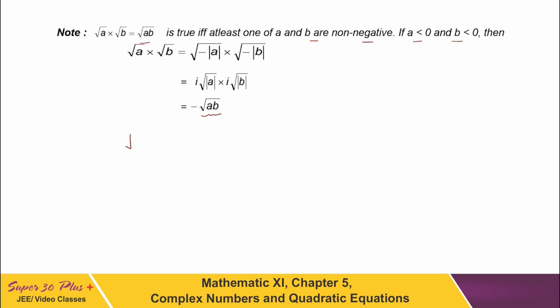For example, the value of √-2 × √-3 is equal to -√6, because as we know, √-2 is written as √2 iota and √-3 is equal to √3 iota, and if we solve it, it will become √6 iota squared, and the value of iota squared is -1. So your answer is -√6.